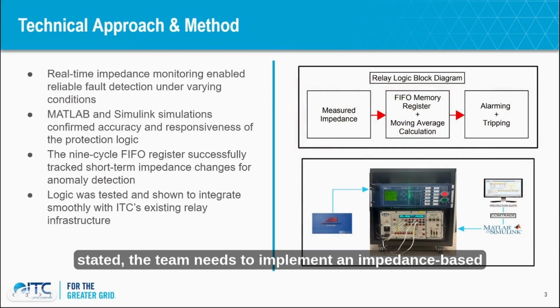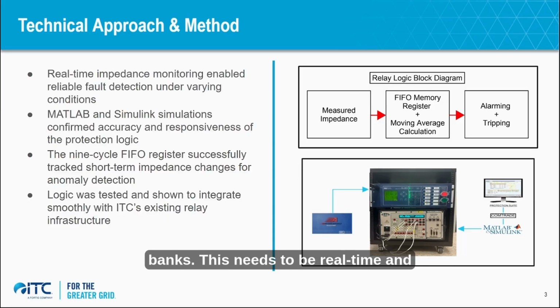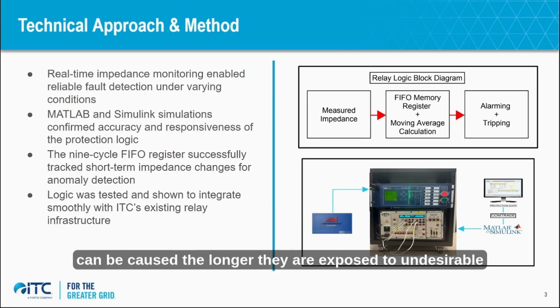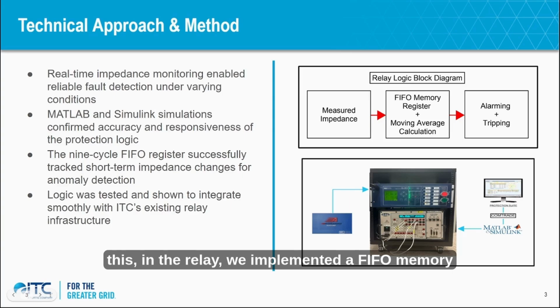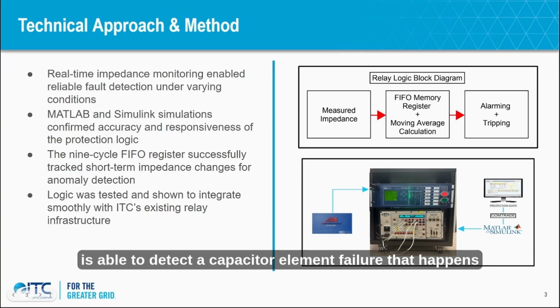As stated, the team needs to implement an impedance-based fault detection system to protect ITC's capacitor banks. This needs to be real-time and fast to protect their equipment, as more damage can be caused the longer they are exposed to undesirable conditions. The team mainly used MATLAB and Simulink to conceptualize our strategies and then test and validate them. To do this, in the relay, we implemented a FIFO memory register and moving average calculations that are able to detect a capacitor element failure that happens over a short period of time.